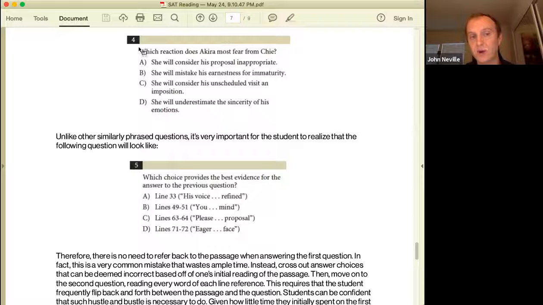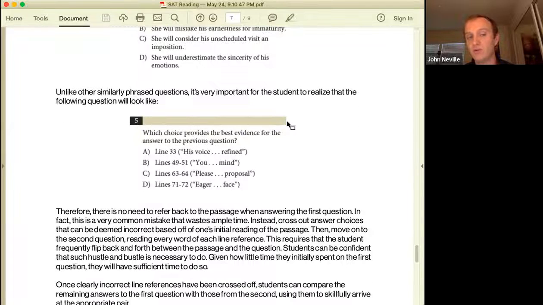There are plenty of times where this question is easy enough to get the right answer the first time before you even move on. But just be willing to move on, not knowing what the right answer to this question is, before you tackle the second question.